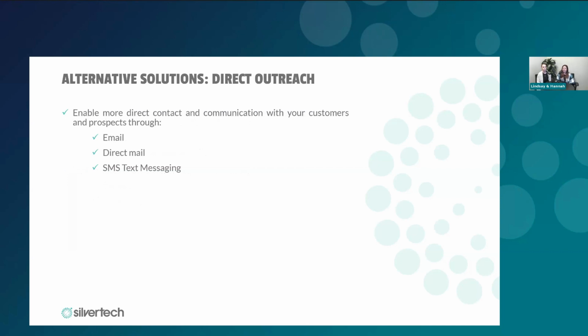Awesome. The next alternative solution is direct outreach. Enabling more direct contact and communication with your customers and prospects is incredibly important. And this is even more important nowadays with the high focus on privacy, the place we live in this world in 2024. People don't want their information to be just scraped. They want to freely give it. So utilizing some direct outreach ways to connect with your audience and engage with them and create a loyal customer base is incredibly important. The first one here, email.